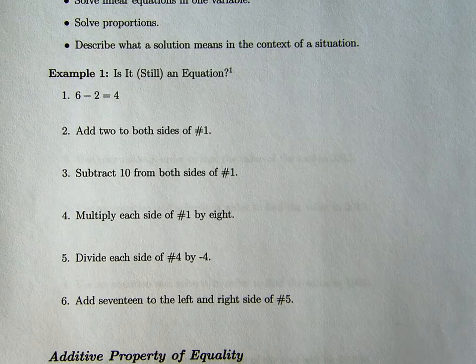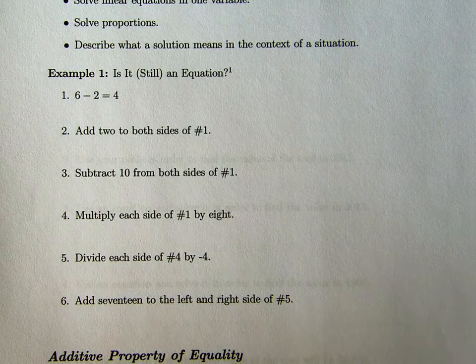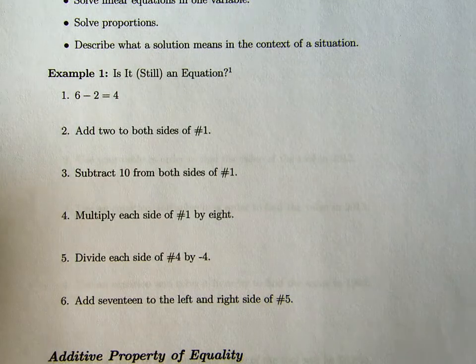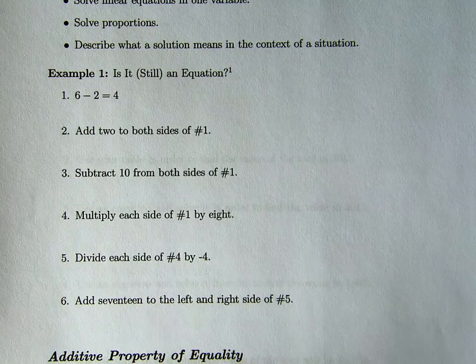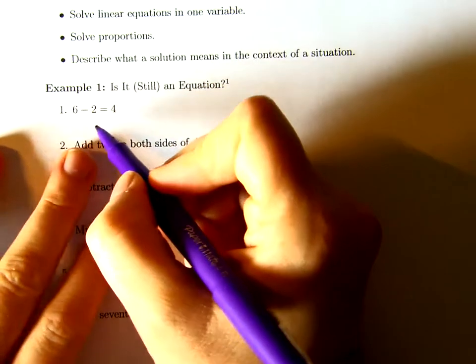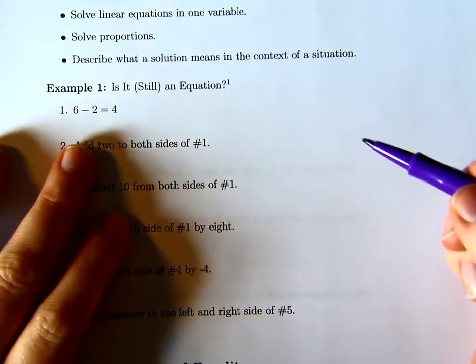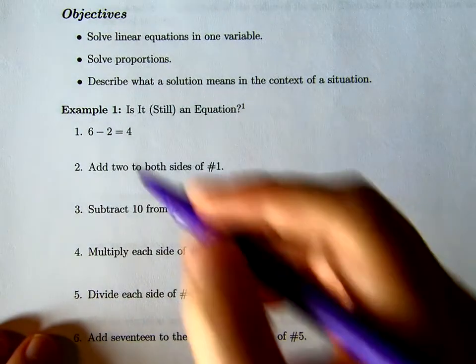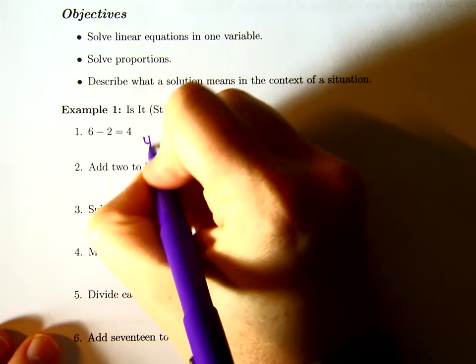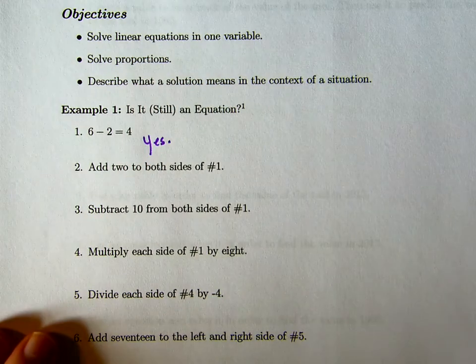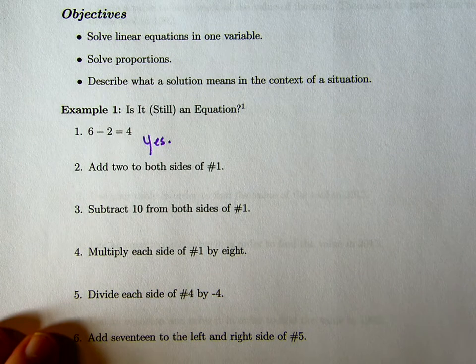Okay, so the question is, is it still an equation? And by equation, I mean a true equality. So 6 take away 2 equals 4. Yeah, that checks out. That is an equation, a true equation.